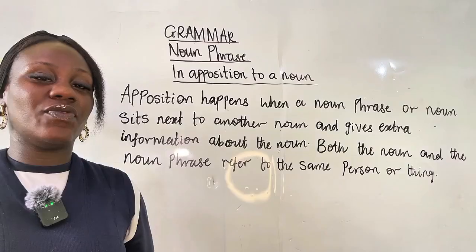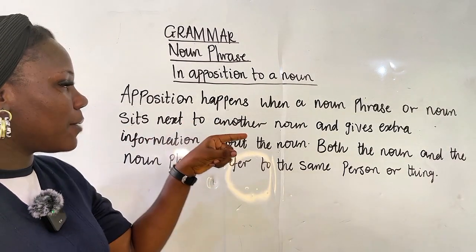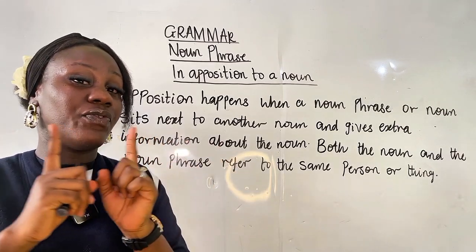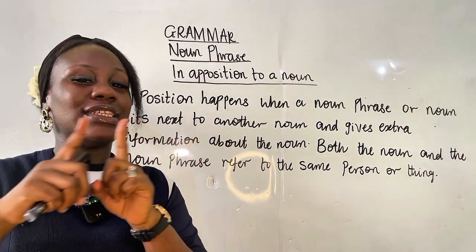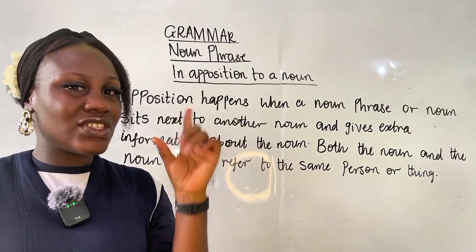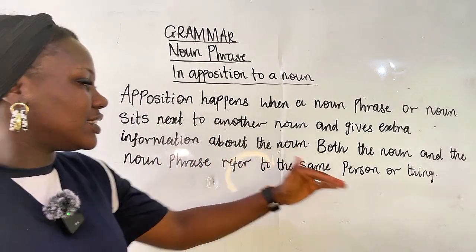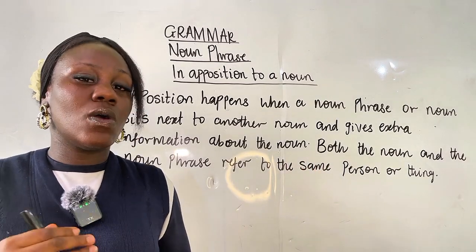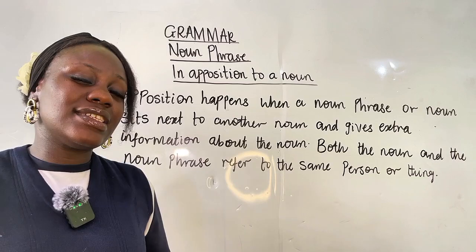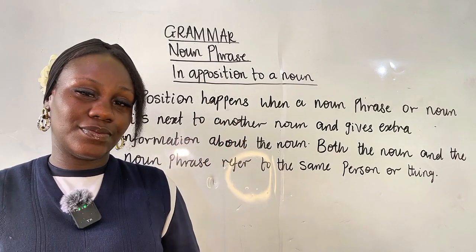Now let's look at the definition of in apposition to a noun. Apposition happens when a noun phrase or noun sits next to another noun and gives extra information about the noun. Both the noun and the noun phrase refer to the same person or thing. Now, let's illustrate this definition in the following examples.